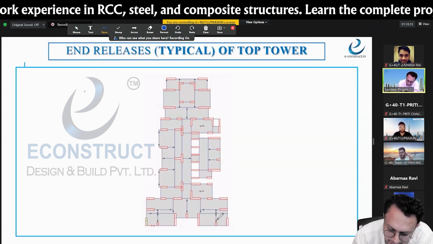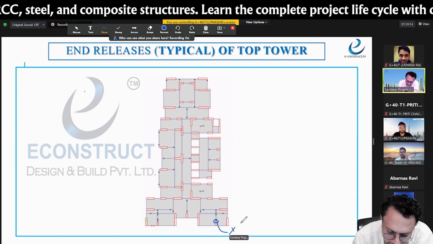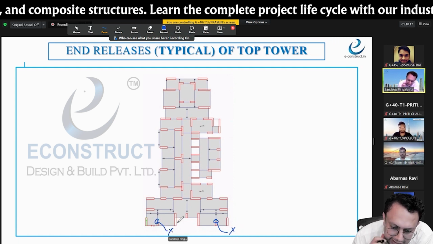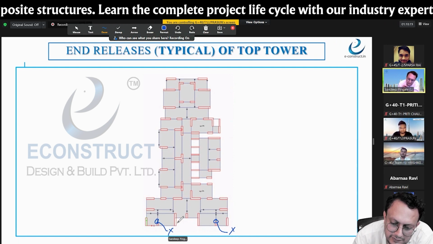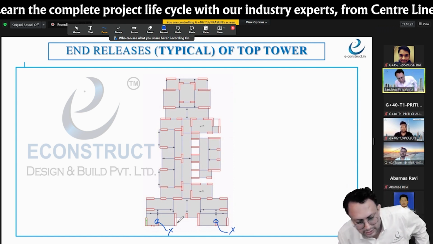This is not correct. There is a column coming there, right? How will the release happen? It will not happen.